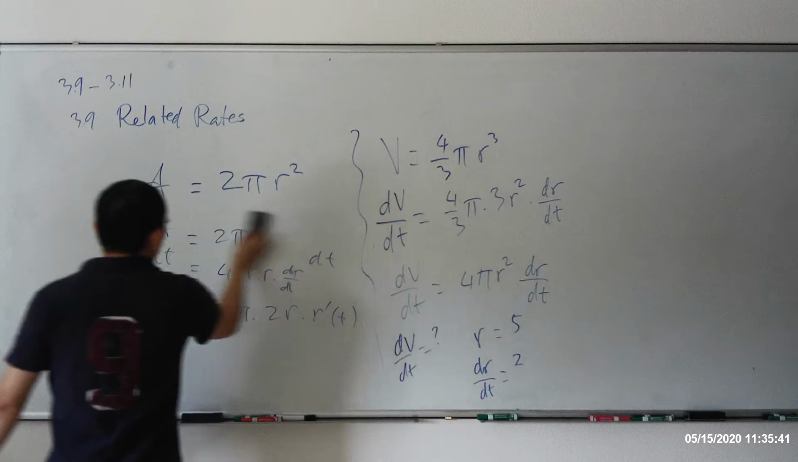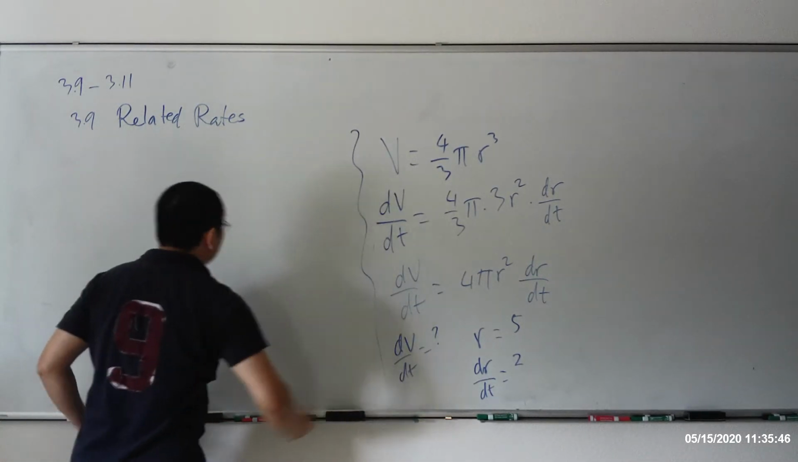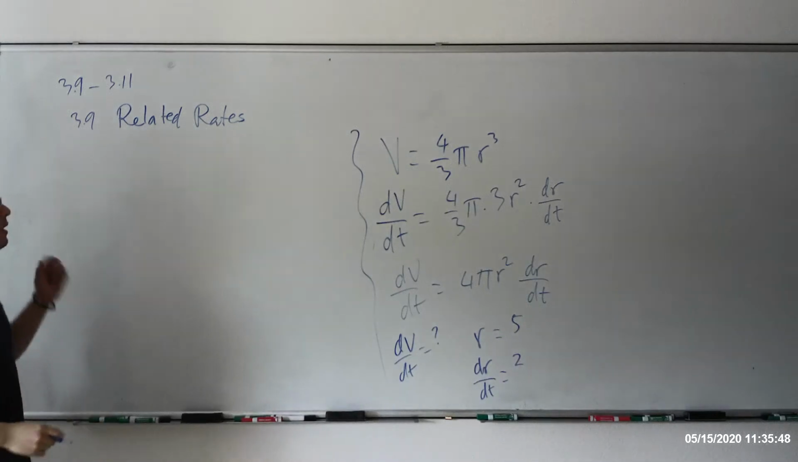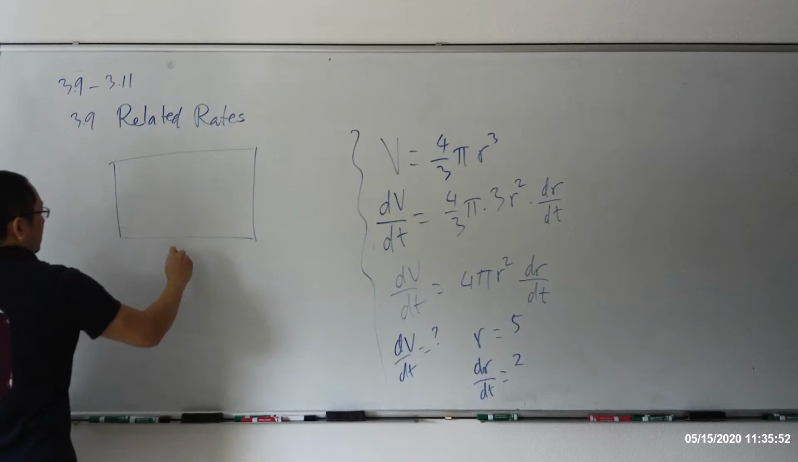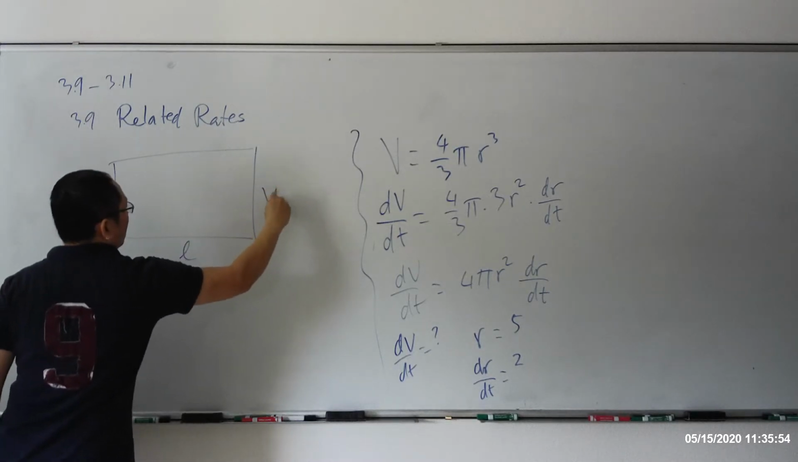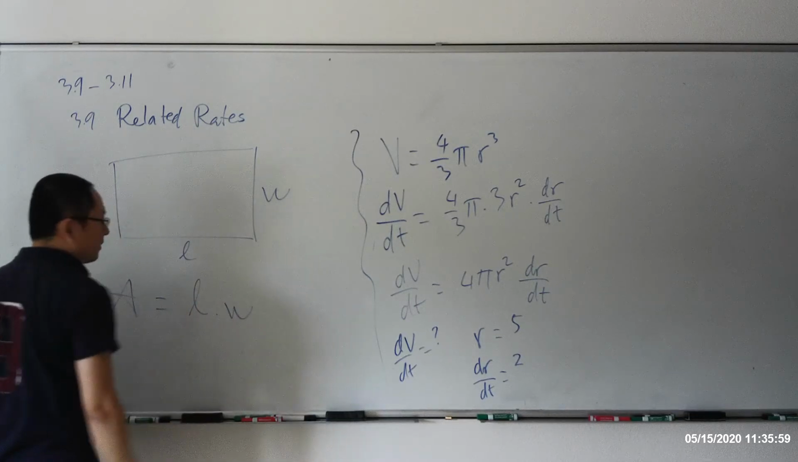Okay, how about another one? I'll show you another one where you may have to use the product rule or the quotient rule. How about the area of a rectangle? A rectangle, right? This is the length, and this is the width. The area of a rectangle is length times the width.